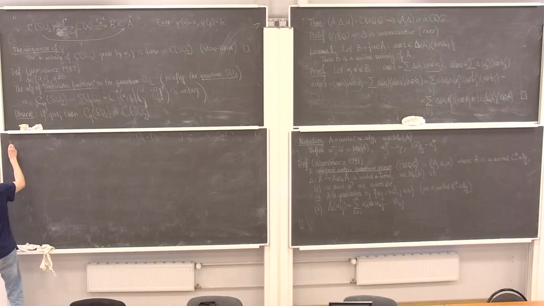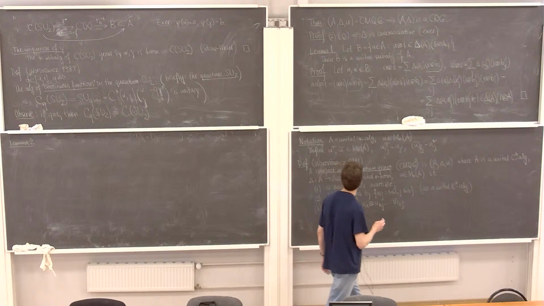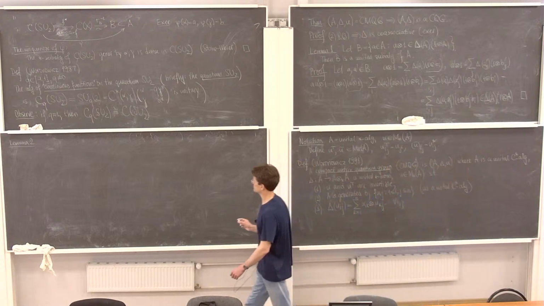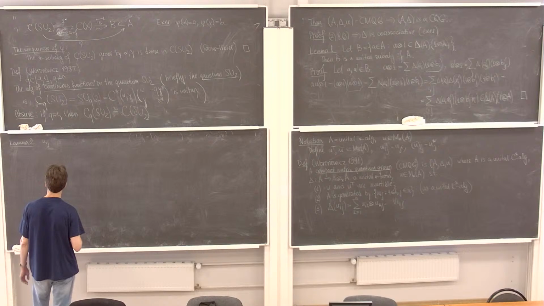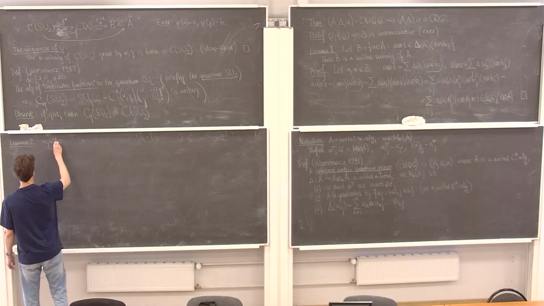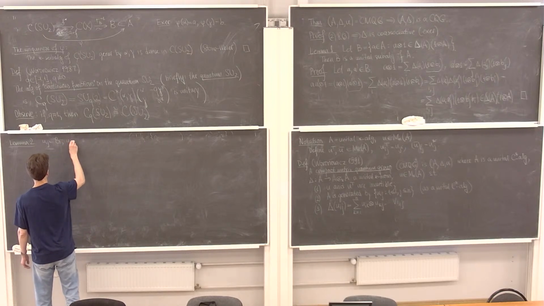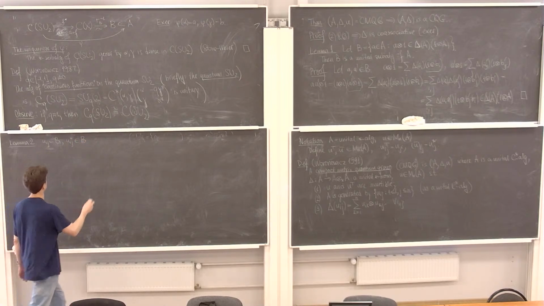Lemma 2 states that B contains all elements of the form Uij. So all the matrix entries Uij belong to B. Uij belongs to B. And the same is true for the adjoints. Uij star belongs to B for every i and j.